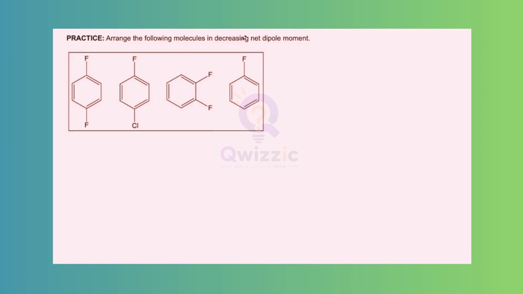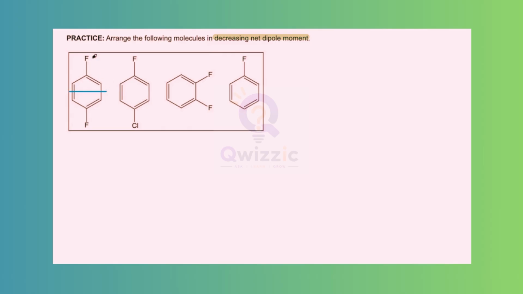Arrange the following molecules in decreasing net dipole moment. We're given 4 structures and let's analyze them. We can start with the first structure and we can immediately say that it is nonpolar. Let's understand why. For the purposes of net dipole moment, we want to recall the concept of vectors.